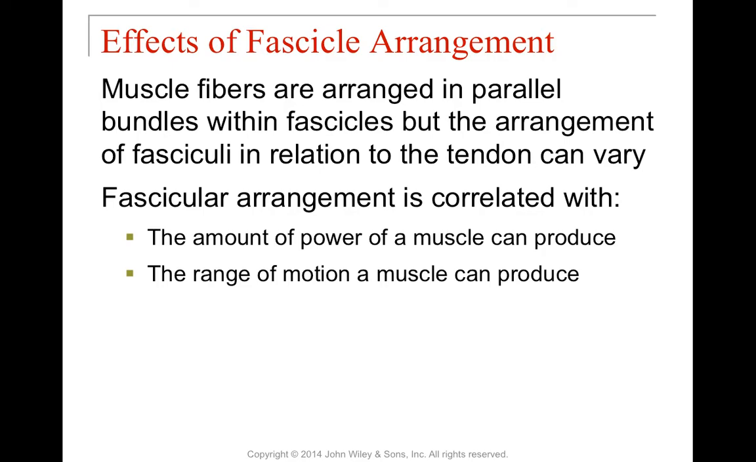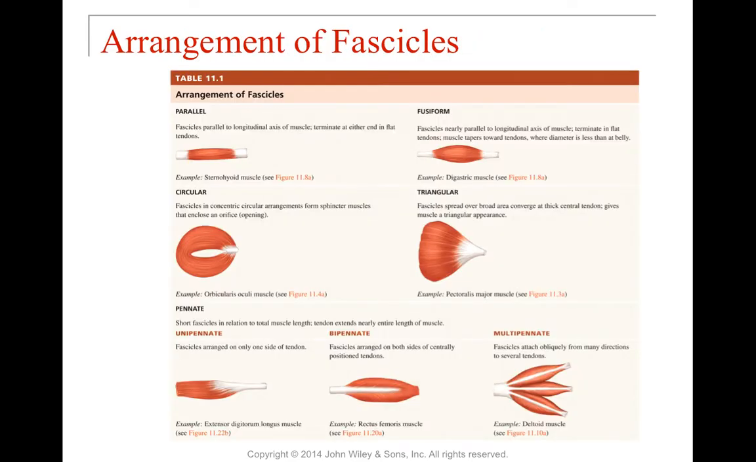We can also have different types of fascicle arrangements. So the muscle fibers themselves are arranged in parallel bundles, but the arrangements in relation to the tendon can vary. So the way that they are actually attached to the tendon can vary. And the way that the fascicular arrangement is located within the muscle can be correlated directly to two things. One, the amount of power that the muscle is able to produce, so strength, right? And then the range of motion that that muscle can produce.